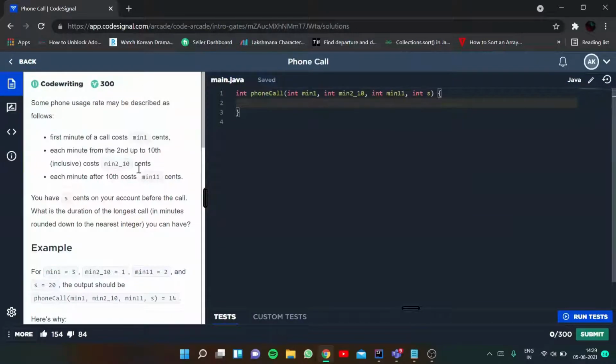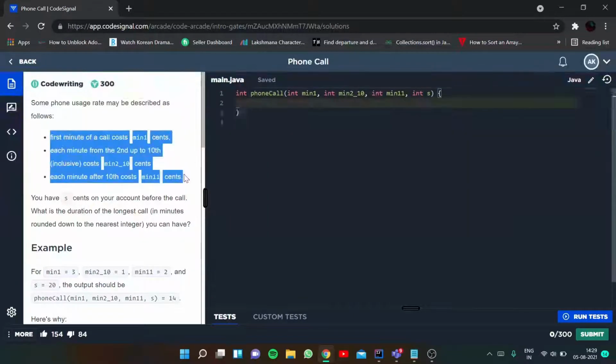Three variables are given. Then we have s cents on our account before the call. So what is the duration of the longest call we can have? We have to find the longest call from the cents that we have, using these given rates.